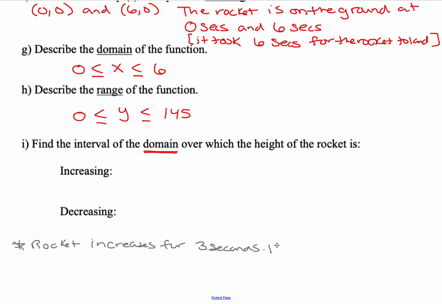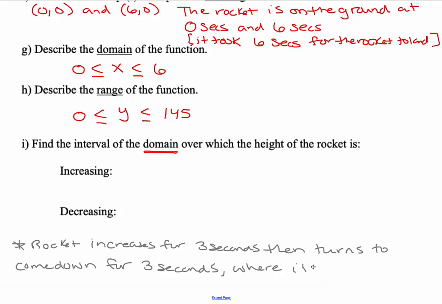Then it turns to come down for 3 seconds. And then that is where it lands. So if we take that information and put that into our increasing, decreasing, since the graph actually increases first, we're going to use the increasing one first.